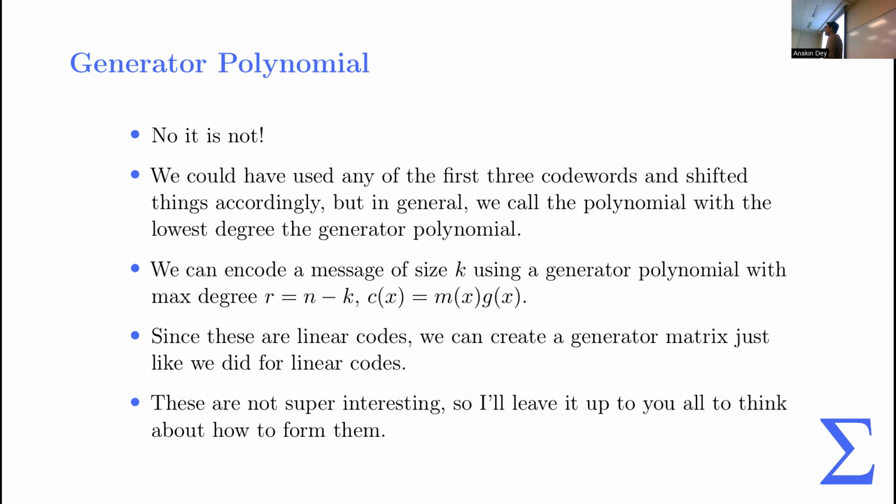Since these are linear codes, we can make that generator matrix we talked about that we did for Hamming codes. There's nothing really special about it, so you can think about how to form them. They do have some nice properties related to the generator polynomial, but there's nothing we gain from them. So I'm gonna leave that to you guys to think about.